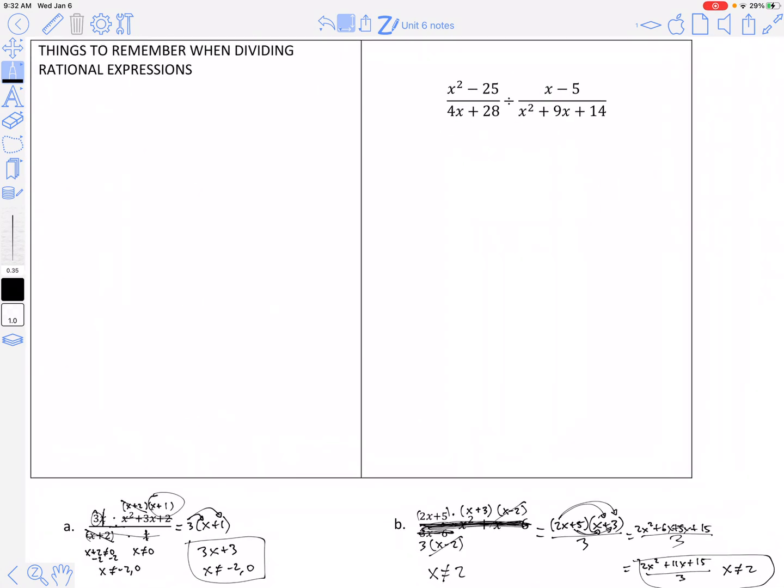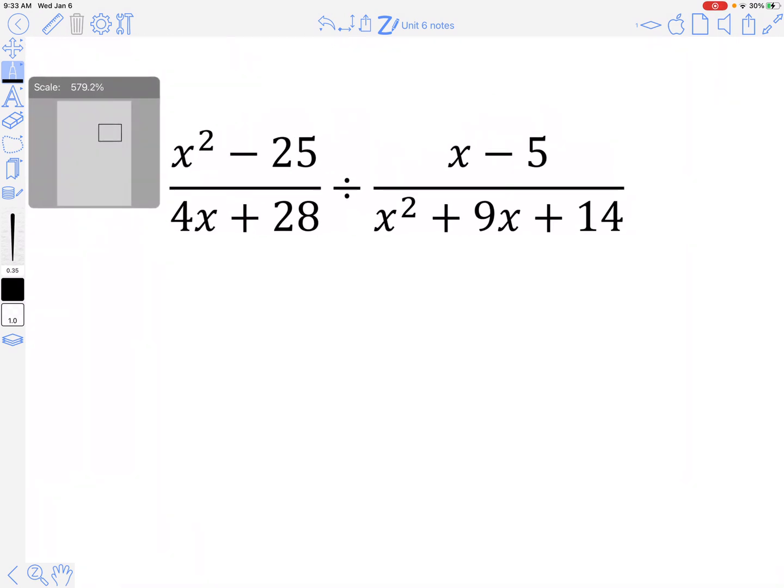All right, so that's multiplication. We're going to move on to the last topic. Things to remember when dividing rational expressions. Okay, so very similar. We're going to factor everything. That's always going to be your first step, I suggest. If you find a way that's quicker for you, do it, of course, though.